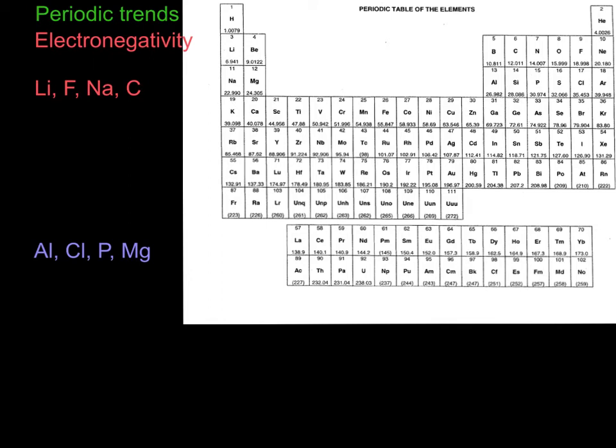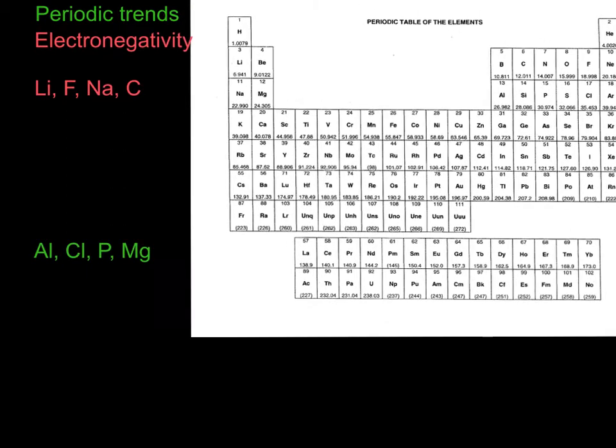Okay, so now let's talk about electronegativity. All right, so remember, electronegativity is the attraction that an atom in a molecule has for the electrons of a neighbor. Okay, so how greedy is that atom for electrons from its neighbor? All right, and in general, that greediness, or that electronegativity, increases with increasing effective nuclear charge.